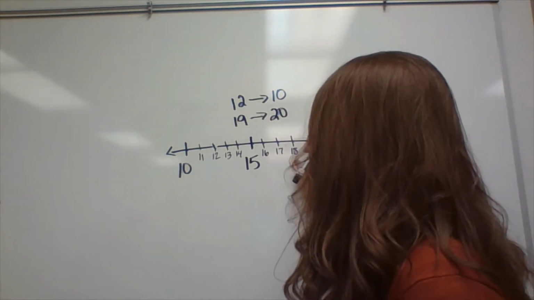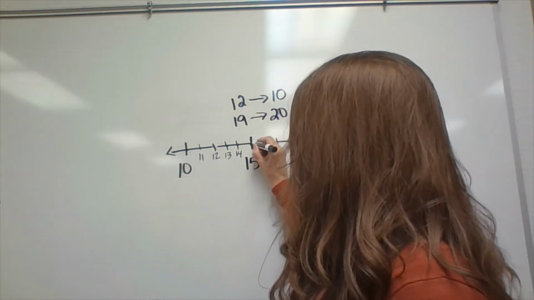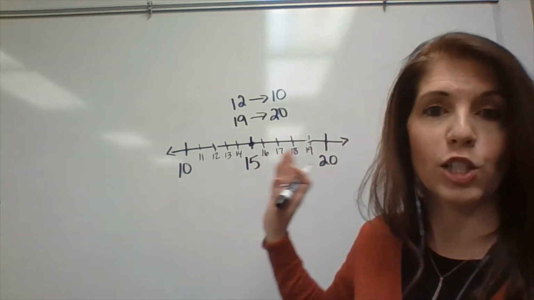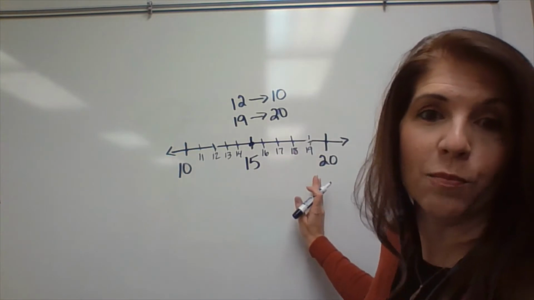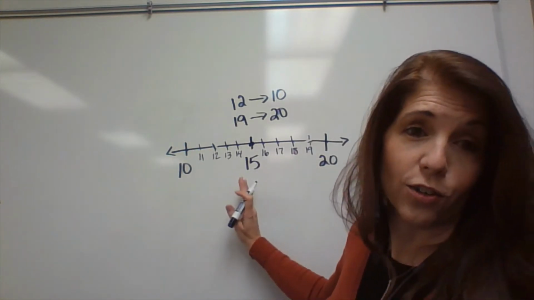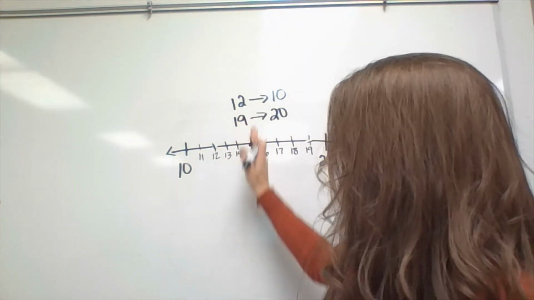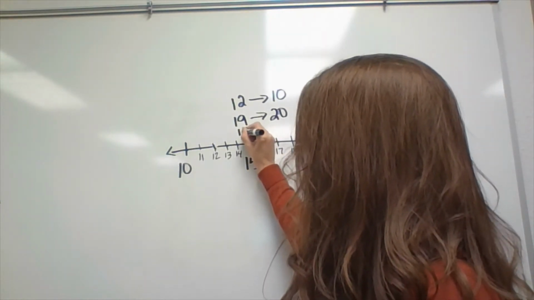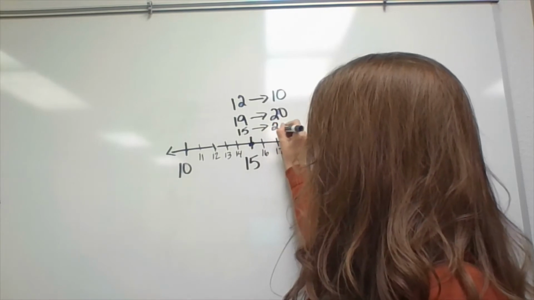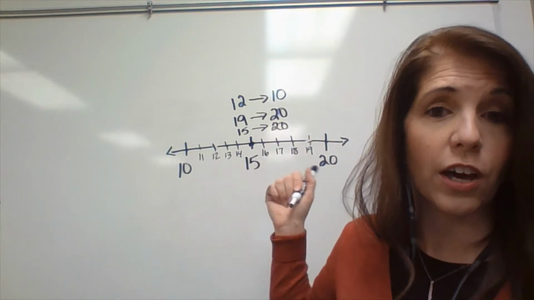Okay, what if I had a different number on this number line? What if I chose the number 15? 15 is smack dab in the middle. It's equidistant from 10 and 20. But the mathematical rule here tells us that when we're at the middle point, at 15, we're going to go ahead and round up. So we're going to say that 15 would round up to 20. Okay, so that's how it looks on a number line.